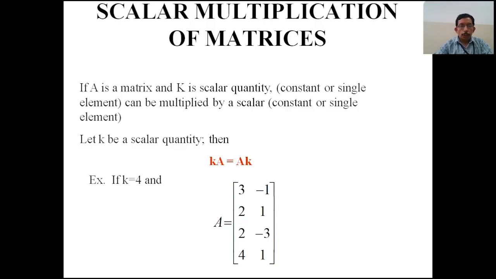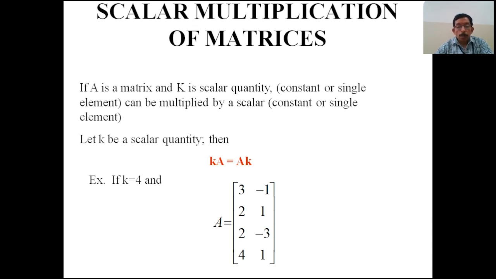Hello students, now we start the topic scalar multiplication of a matrix. What is scalar multiplication? Scalar multiplication means if A is a matrix and K is a scalar quantity, then K multiplied by the matrix A means K multiplies each element of the matrix A.